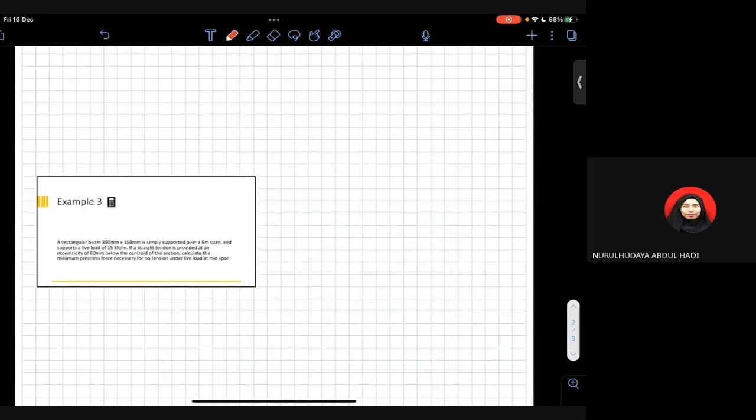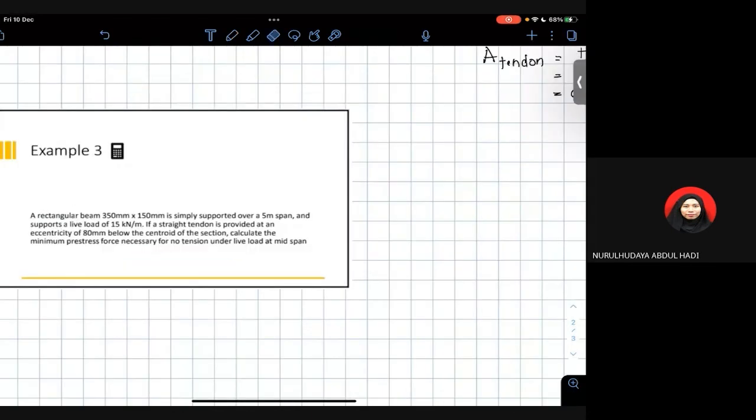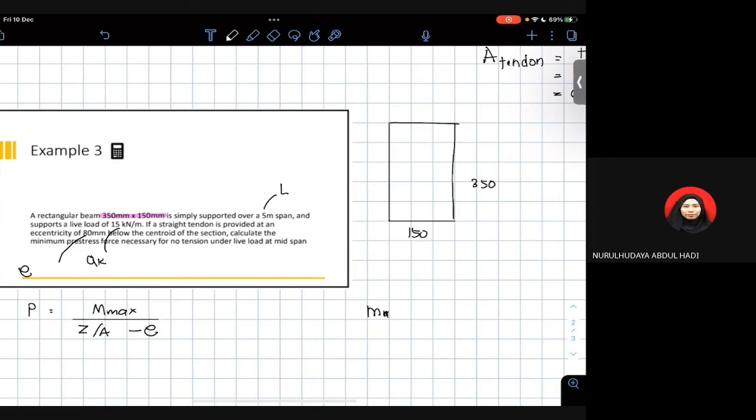Then we go to example number 3. Nampak memang dia bagi 350 times 150. So you tahu the logic is it should be the B adalah 150 and here is 350, the height. So ini dia punya length and support live load. The straight tendon provide eccentricity. Calculate the minimum pre-stress force necessary for no tension under live load at mid-span. So I nak tanya jawapan. I need the value of Mmax. Sebab dalam soalan ni, apa yang dia minta minimum pre-stress force. You tahu nampak je force, it should be P.